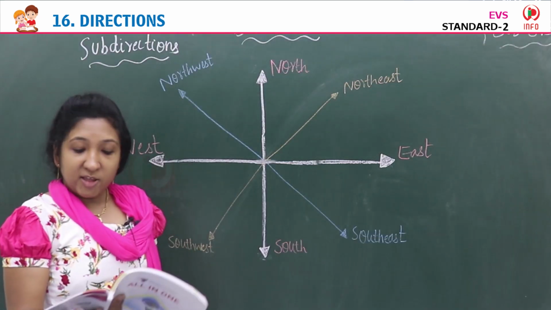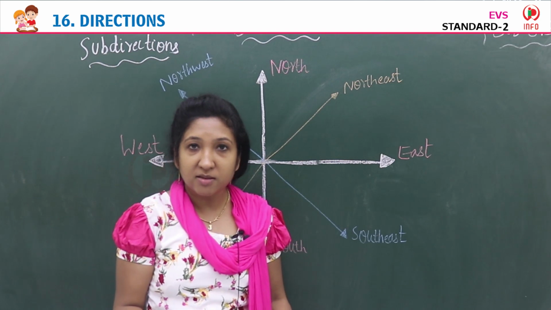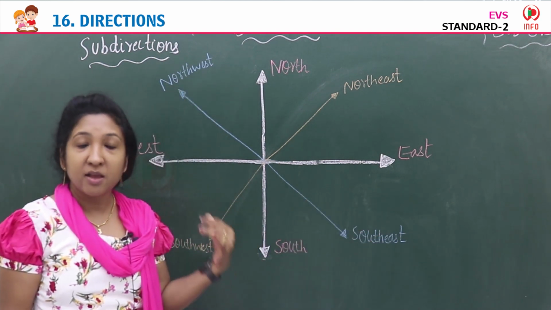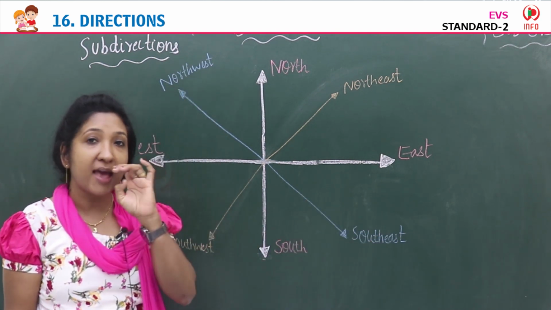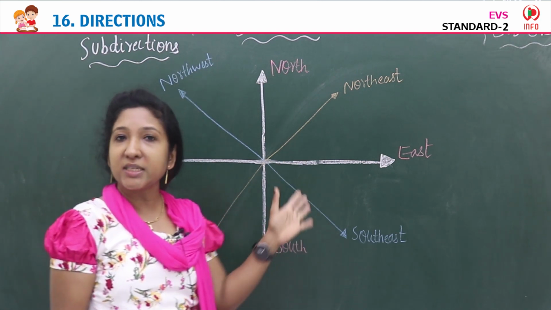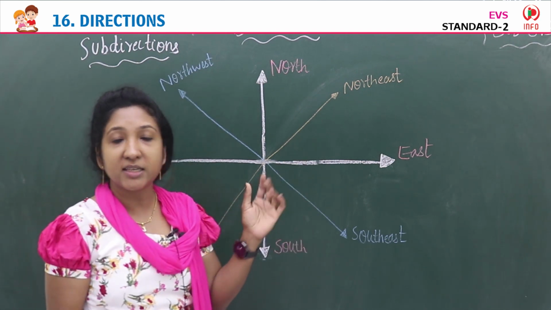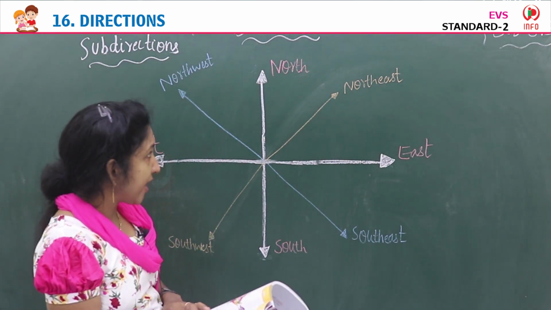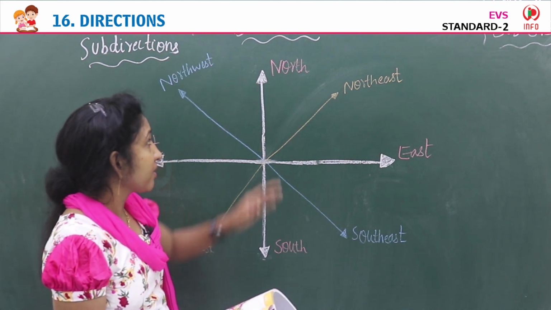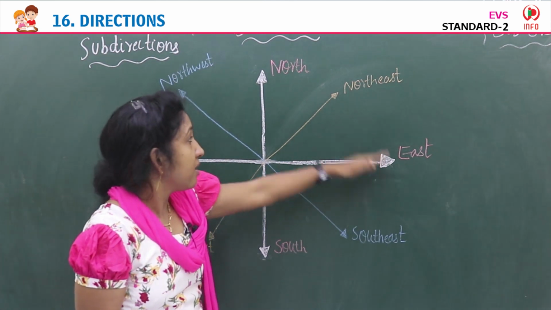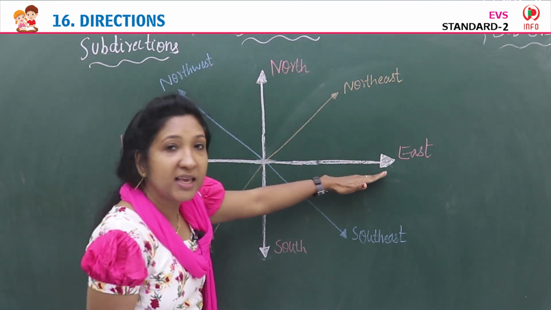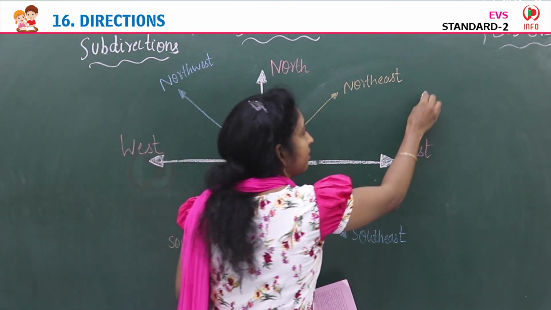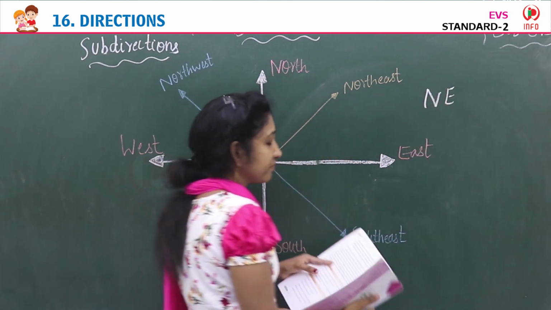Yes children, sub-directions. We learned about four main directions: north, south, east and west. Now these four main directions have some sub-directions. Look at the diagram here. The sub-direction halfway between north and east, this is north, this is east, is northeast, or we can say NE.